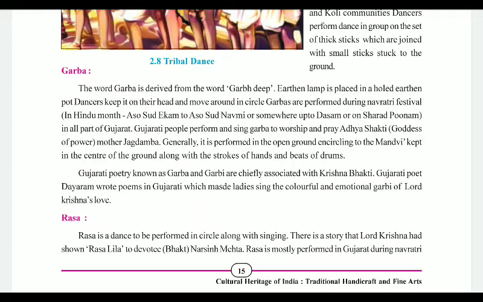In the Hindu month of Aso, from Aso Sud Nom up to Dasham or Sharad Punam, in all parts of Gujarat, Gujarati people perform and sing Garba to worship and pray to Adya Shakti, the goddess of power, Mother Jagdamba. Generally, it is performed in the open ground, encircling the mandvi kept in the center of the ground, along with the stroke of the hand and beats of the drum.